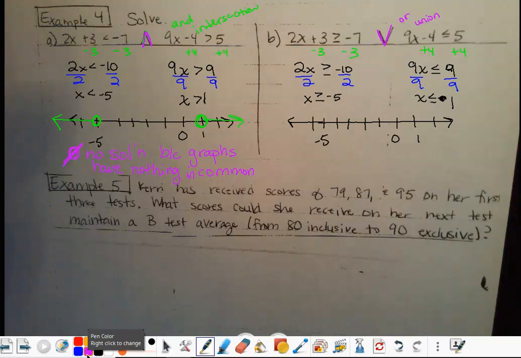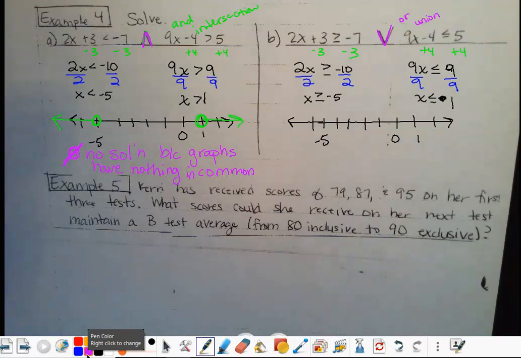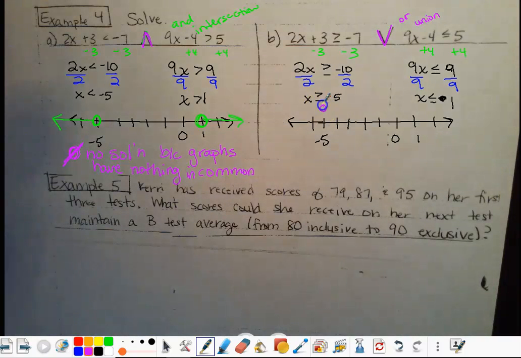And let's graph these. This time it's a little bit different because I've changed the symbols a little bit, but x is greater than or equal to 5. So we're going to have a filled in circle, and it's greater than, so it's going to the right. All right, the next one, x is less than or equal to 1. So it's going to be a filled in circle, and it's going to be headed to the left. All right, so those are our two graphs.